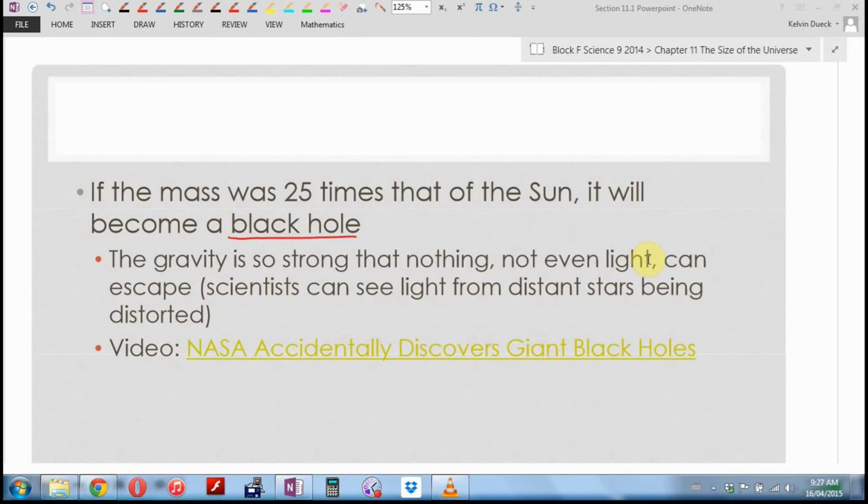We can detect them because we'll look out in space and we'll see light warping and bending, and we know, oh, that was light that didn't get sucked in, but it got curved by the black hole, but it made it out still. And so we can actually see where they are. How would you spot a black hole if you can't see light coming from it? We see the warping, the curvature of other light around it.